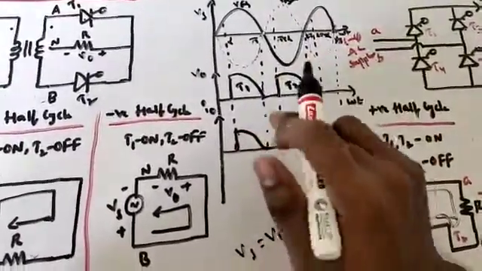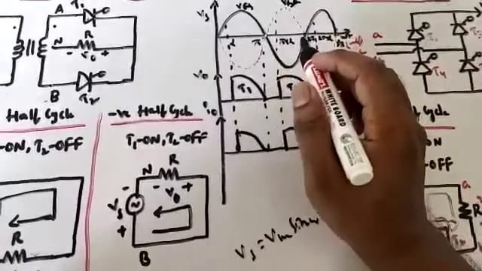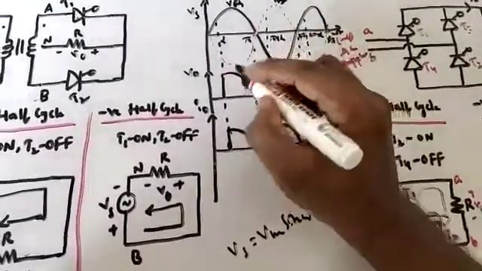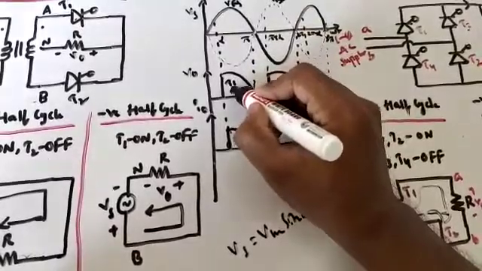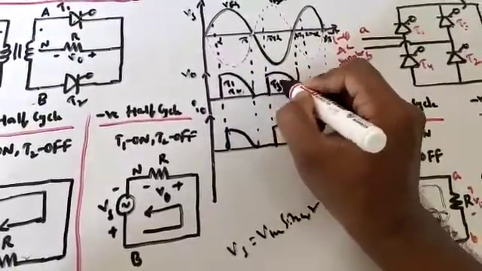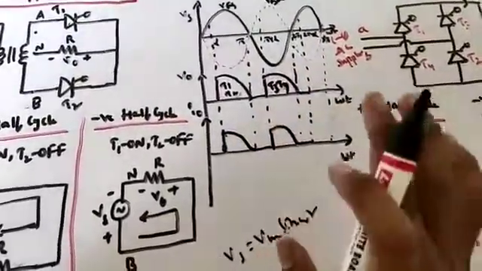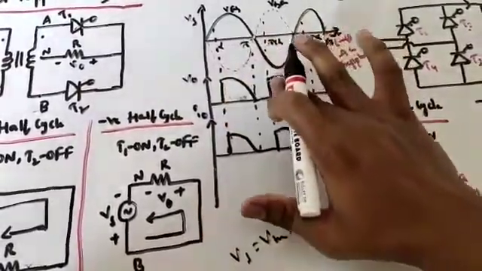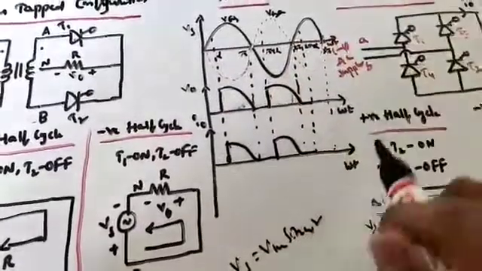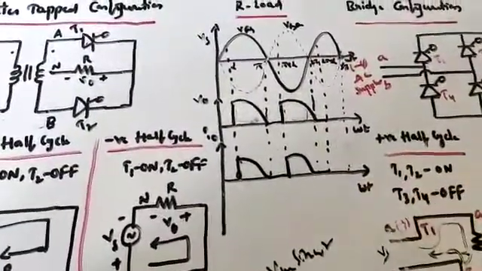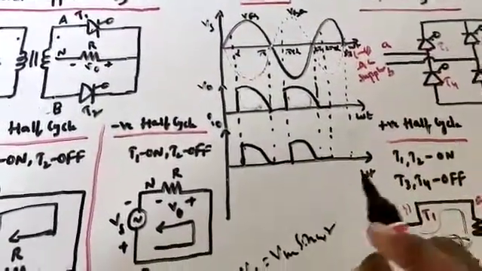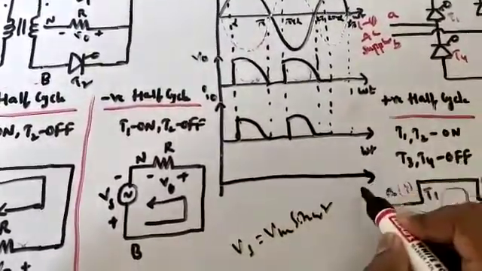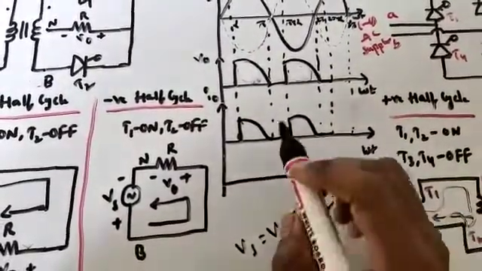If it is the bridge type configuration, then what is going to happen? Here T1, T2 are turned on, here T3, T4 are turned on. See, a simple representation. You have to remember the conditions. Whatever explanation I provide, you try to remember each and everything. Understood? In the same manner, you can draw the same.